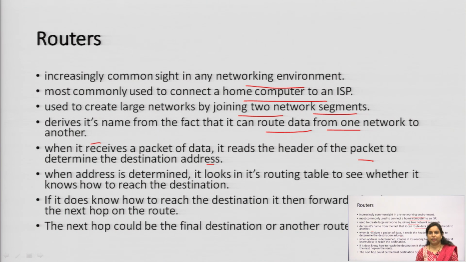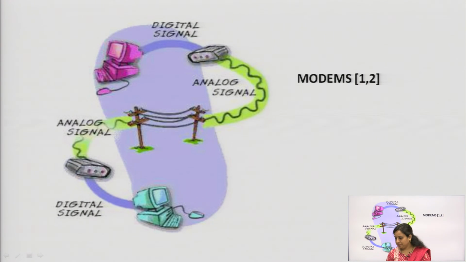When it finds out the destination address, the physical address of the particular device to which the data has to be forwarded, then it will forward the data to that particular destination device. Now, next we will see the modem.